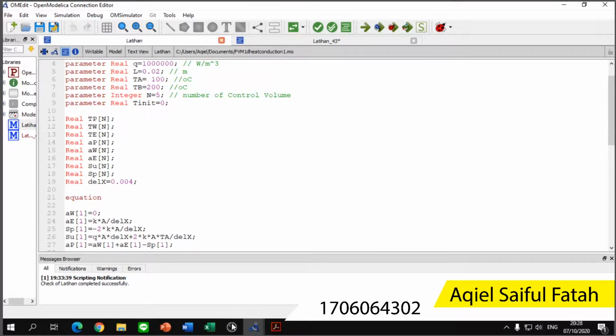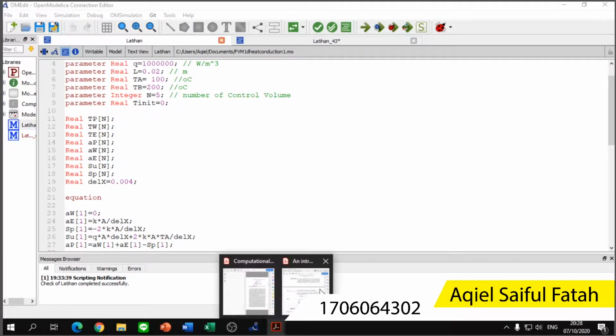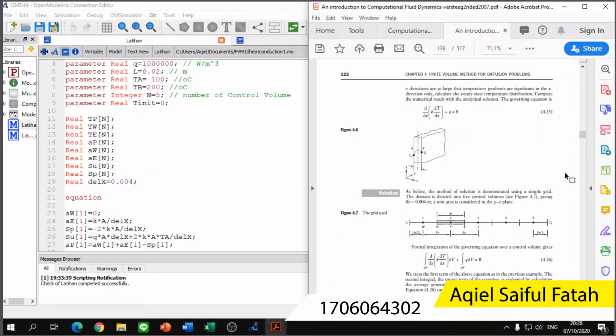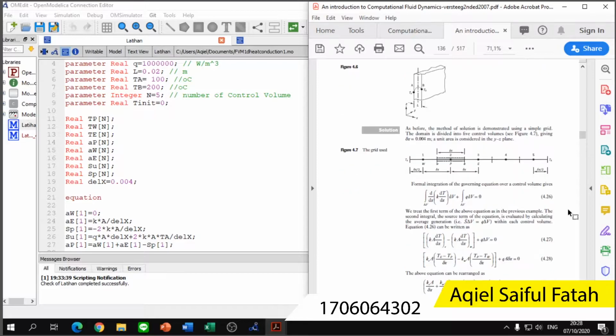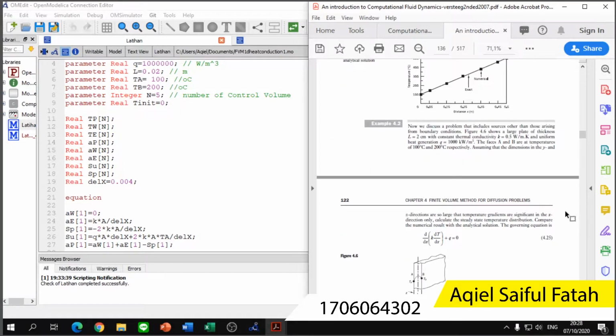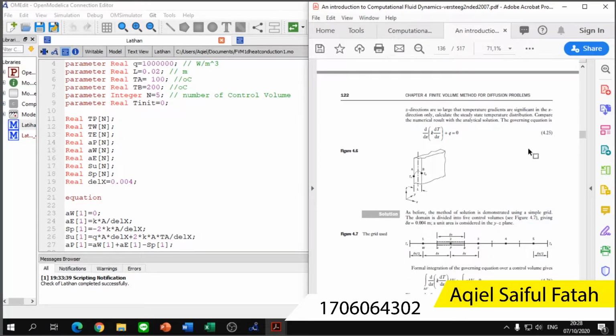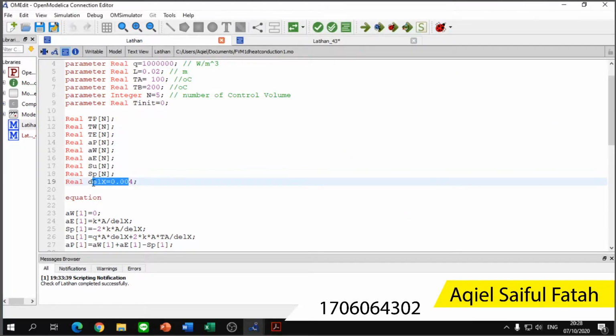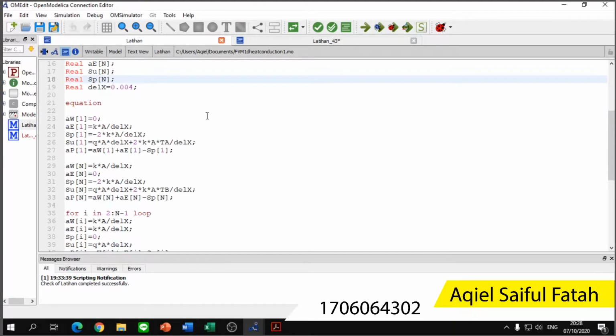Del X is just what's already given in the example, which is just like the first one. I think we're gonna change. Oh no, here it is. It's in solution. Under solution, there's the first paragraph, del x equals 0.004, and that's what that is. And then we jump into equations, the code under equations.